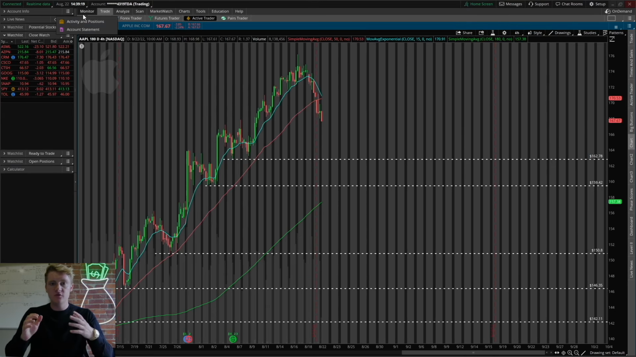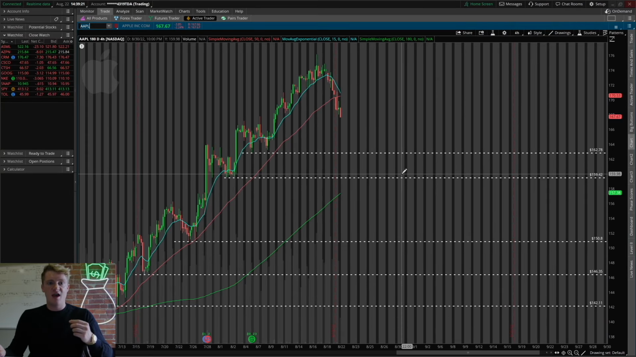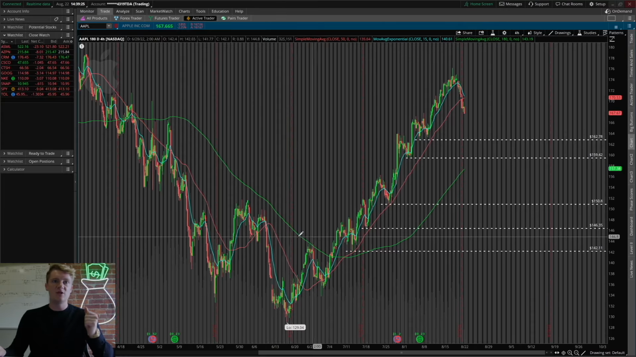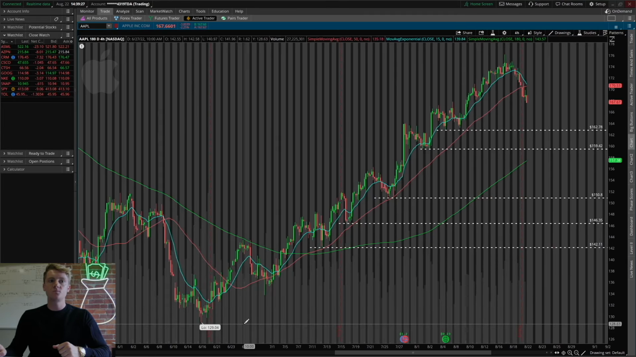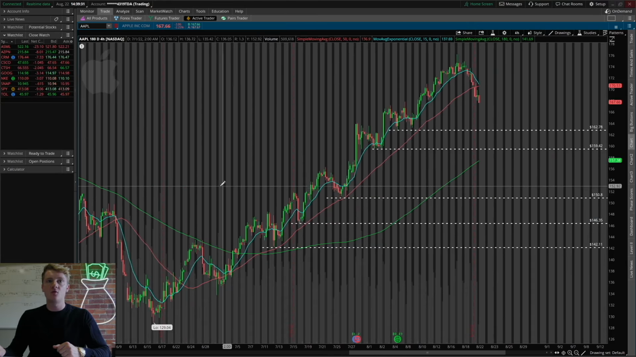And again, it's hard to find a chart that checks all of our boxes. It's very hard. So you have to be picky, but you can't be too picky. Now with Apple, you can see we formed that low at 129.04. Since then, it has been rallying.